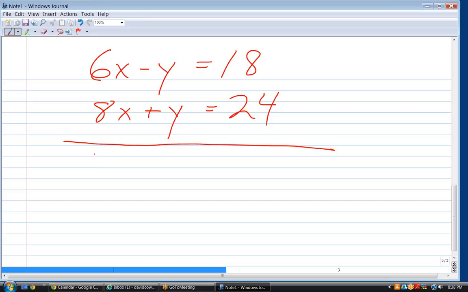So would you take 6x plus 8x? Oh, 15x? Or 14x, I'm sorry. What's minus y plus y? 0. Aha! That's the variable that went away. Okay. In other words, I've just solved for x.